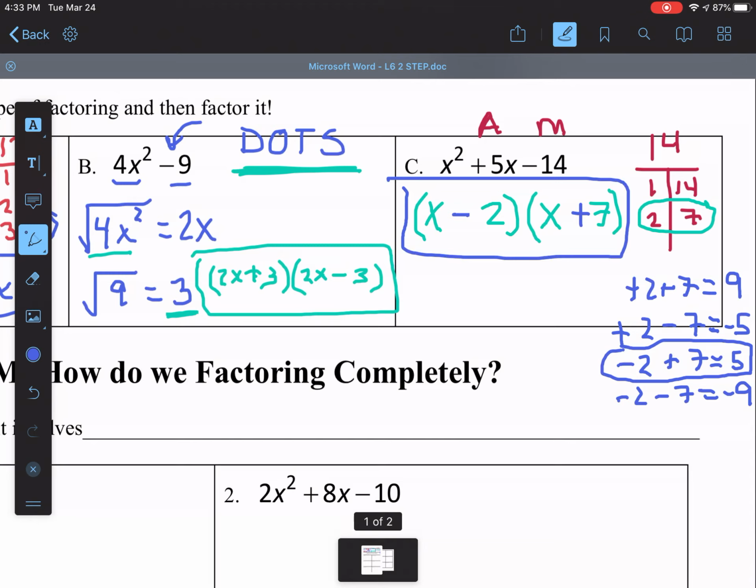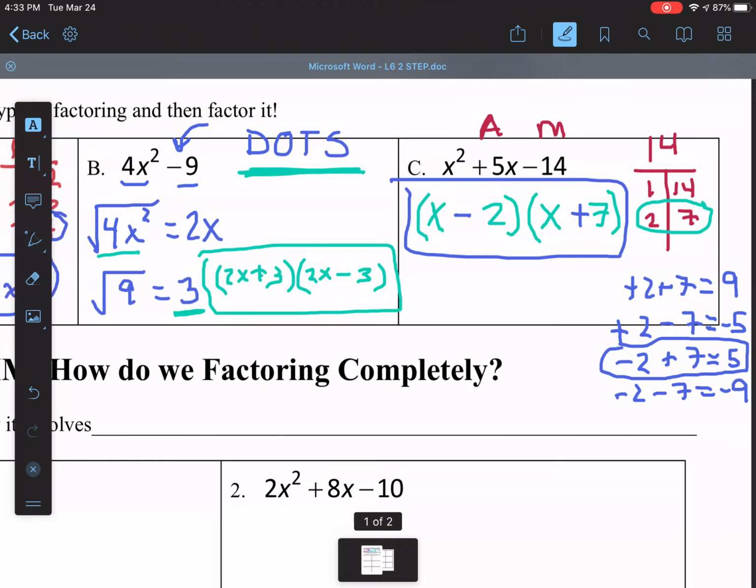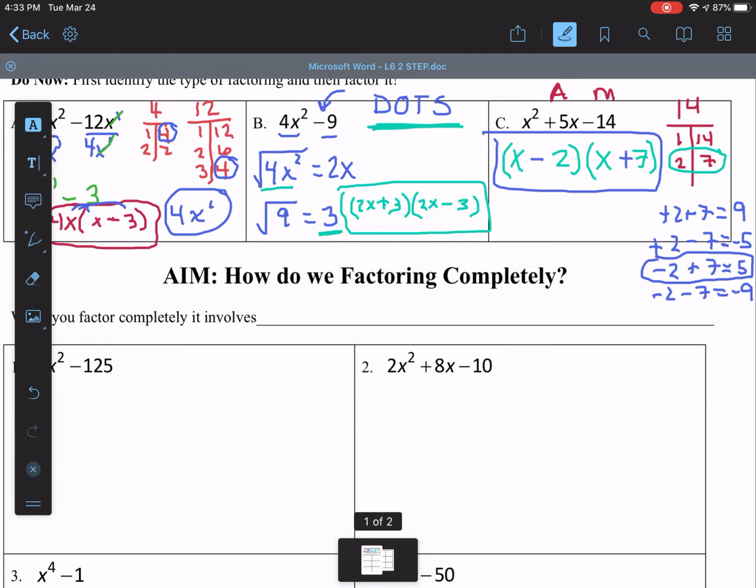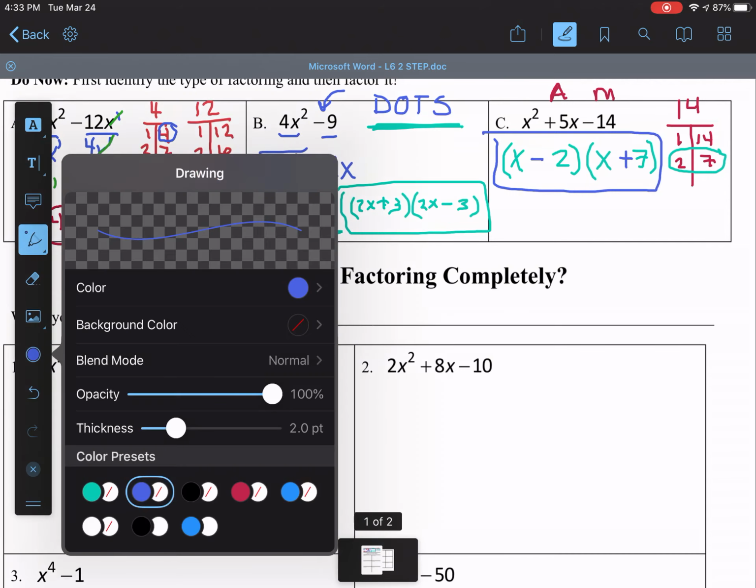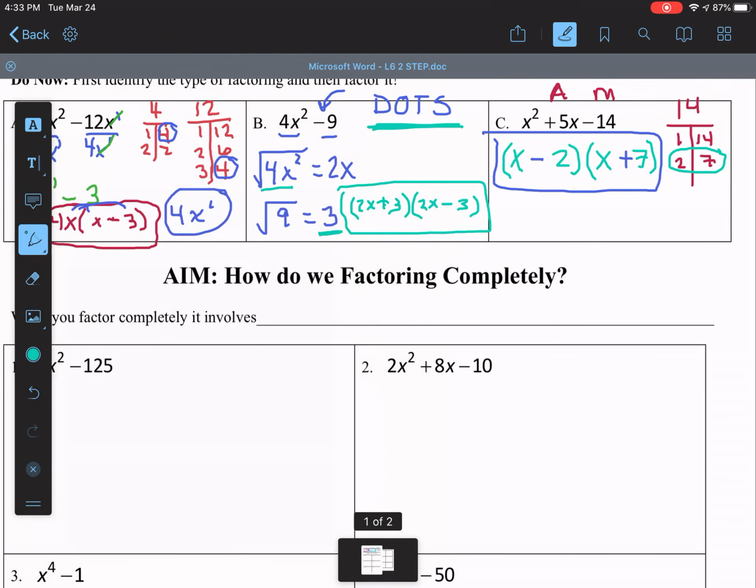Okay, so that's just going over the 3 types of factoring that we've done so far. We're not learning any new type of factoring today. We're just going over what happens when you need to factor more than once, because sometimes you're going to factor one time and then there's going to be something else you'll be able to do. So when you factor completely, it involves factoring more than once.